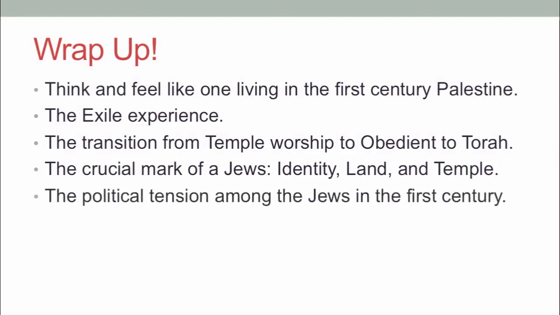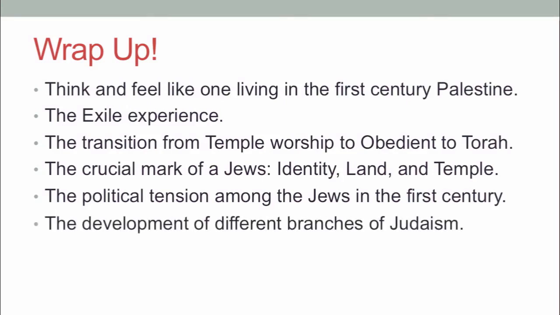Then finally, we learned about political tension among the Jews in the first century world. Remember what we talked about, the Hasmoneans? Different people reacted to the Hasmoneans differently, and that gave rise to different branches of Judaism. Those who supported the Hasmoneans, the aristocrats, became the Sadducees, whereas the pious ones, the religious people, who were not for the government, became the Essenes and the Pharisees. We will encounter these branches of Judaism in the first century world as we read the New Testament.